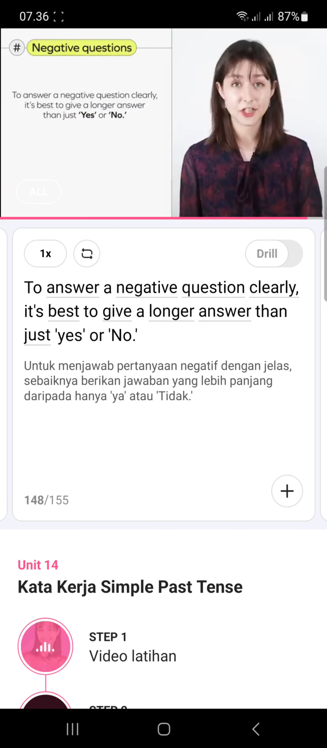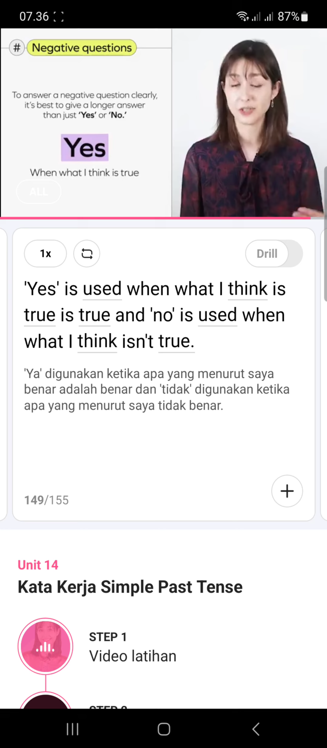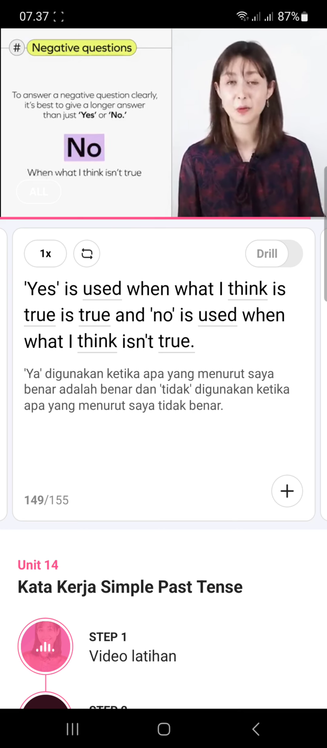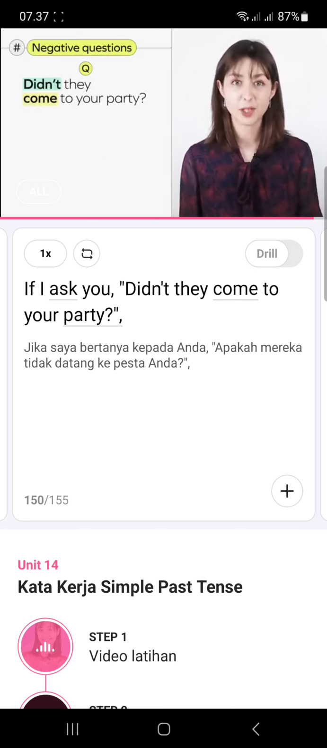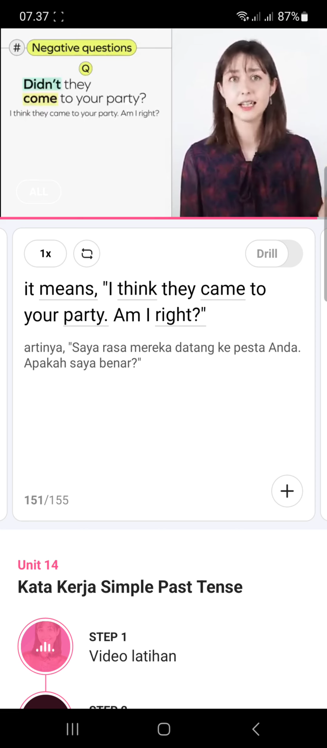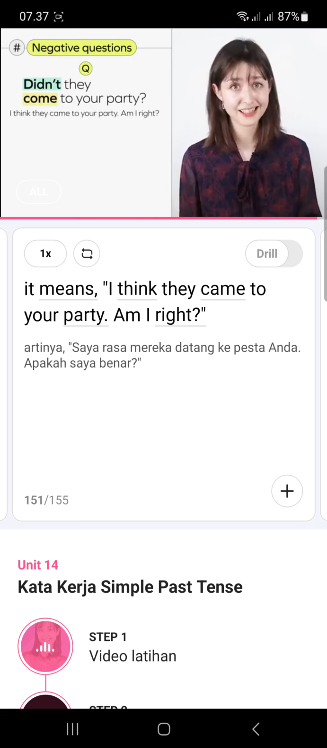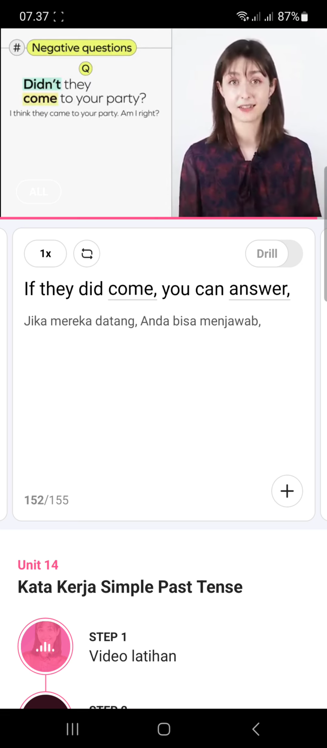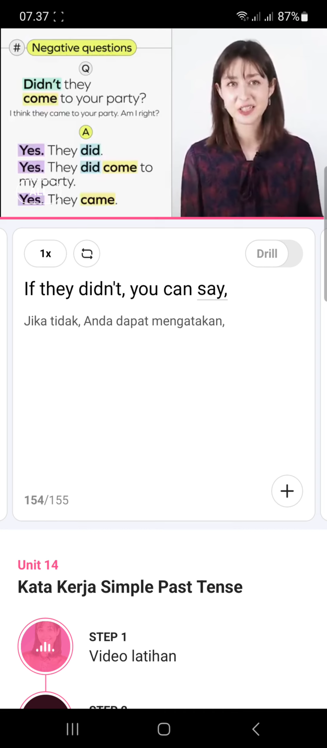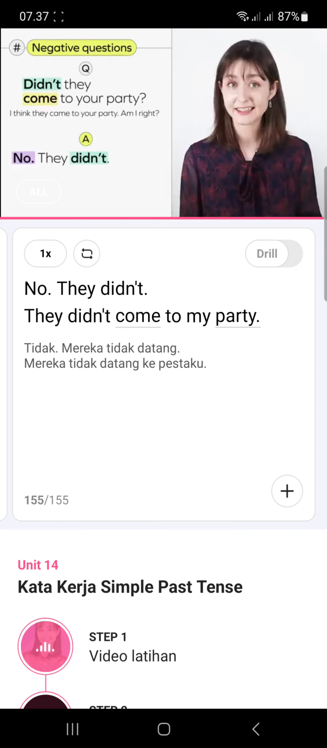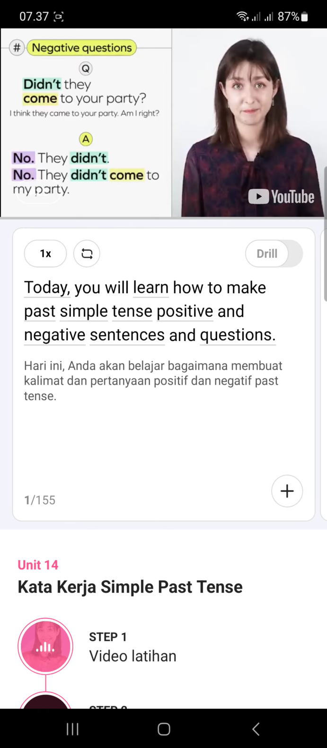To answer a negative question clearly, it's best to give a longer answer than just yes or no. Yes is used when what I think is true, and no is used when what I think isn't true. If I ask you, didn't they come to your party? It means, I think they came to your party. Am I right? If they did come, you can answer, yes, they did. They did come to my party. They came. If they didn't, you can say, no, they didn't. They didn't come to my party.